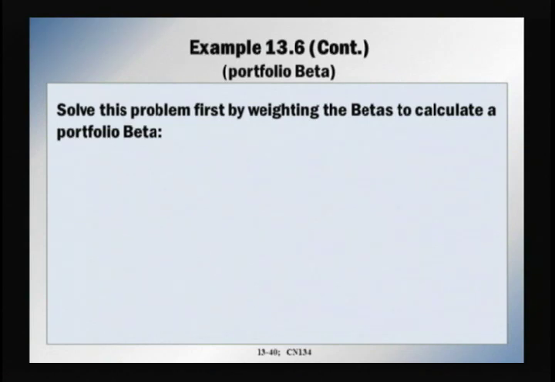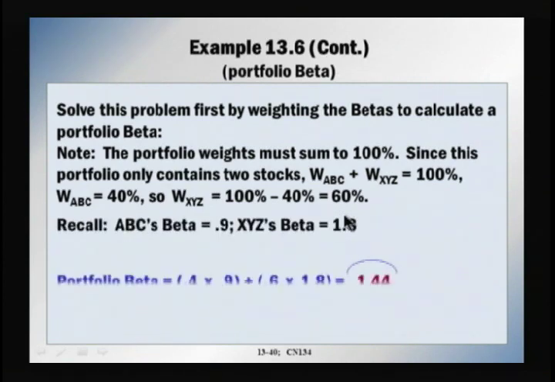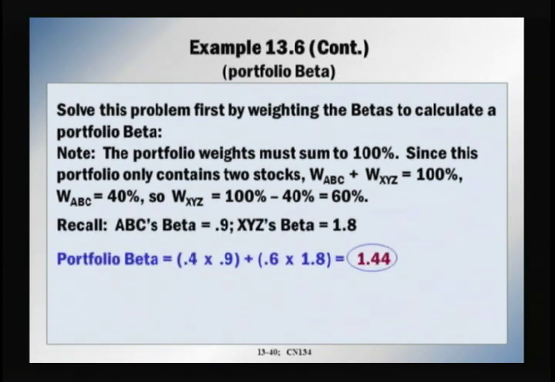We're told to first calculate the portfolio return by weighting the betas to calculate the portfolio beta. In other words, we'll attach the 40% weight onto the beta of ABC, and we'll attach the 60% weight on the beta of stock XYZ to calculate our portfolio beta. So with 40% of our wealth invested in ABC with a beta of 0.9, and the other 60% invested in stock XYZ with a beta of 1.8, our portfolio beta is 1.44.